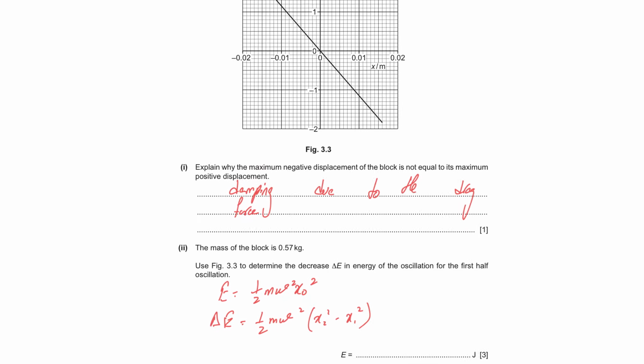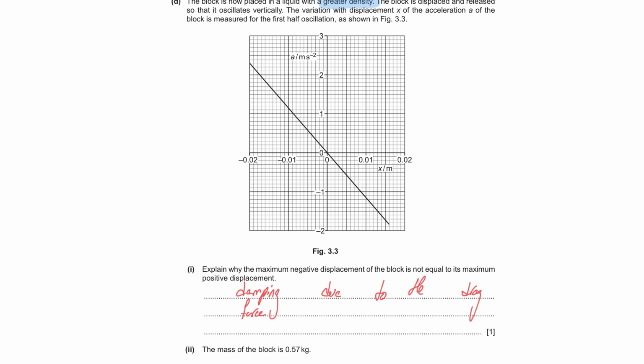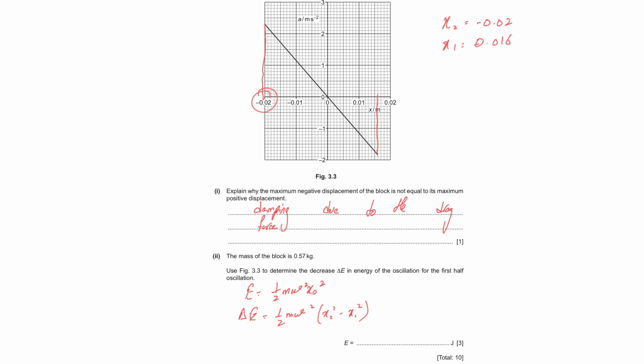What are the two different values of x? One of the values of x is this here, minus 0.02. Let's say x2 is equal to minus 0.02. The other value is this value, x1, which is equal to plus 0.016. So we've got the two values of x, we've got the mass. The only problem is omega squared.